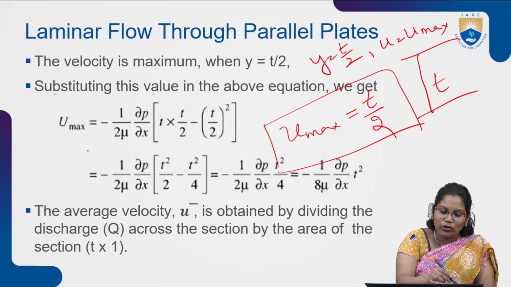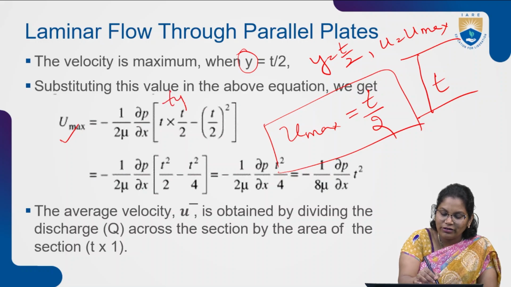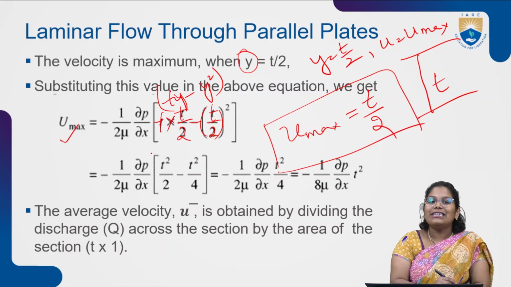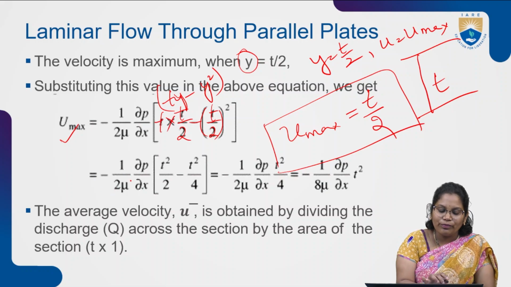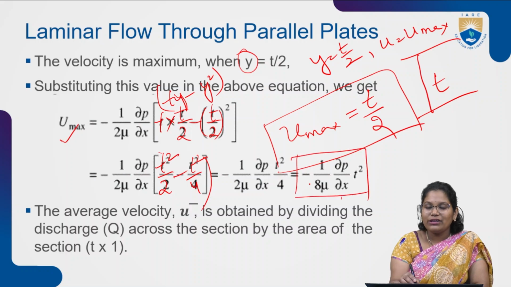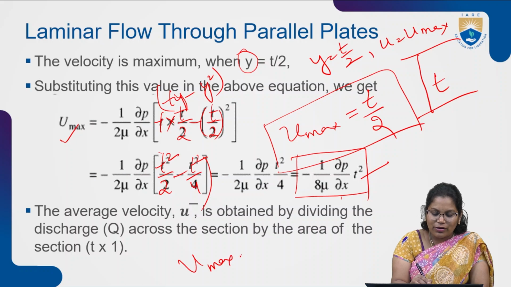Velocity is maximum. So here, in place of u, writing u max, that is equal to 1 by 2 mu dou p by dou x, and in place of y, in the equation we have seen here, ty minus y square, we put t by 2. So this is the equation for the maximum velocity. So 1 by 2 mu into dou p by dou x, here it is becoming t square by 2 minus t square by 4. At last, your equation is becoming minus 1 by 8 mu into dou p by dou x into t square. This is the maximum velocity equation.